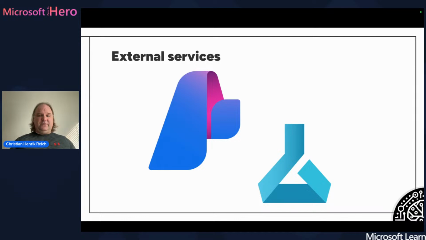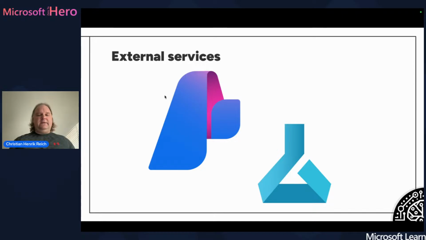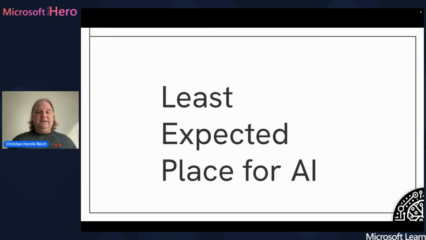We have two external services. I forgot to write the names on them, but this one here is AI Foundry, and this is Azure Machine Learning Service. Azure Machine Learning Service might be my favorite service. It's so well crafted and well done, but we'll get into that as well. So let's start with the least expected place for AI in Fabric.